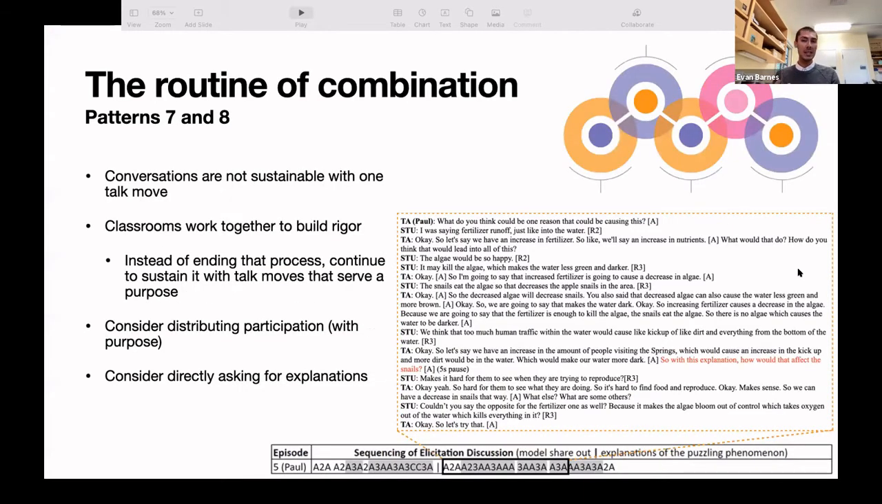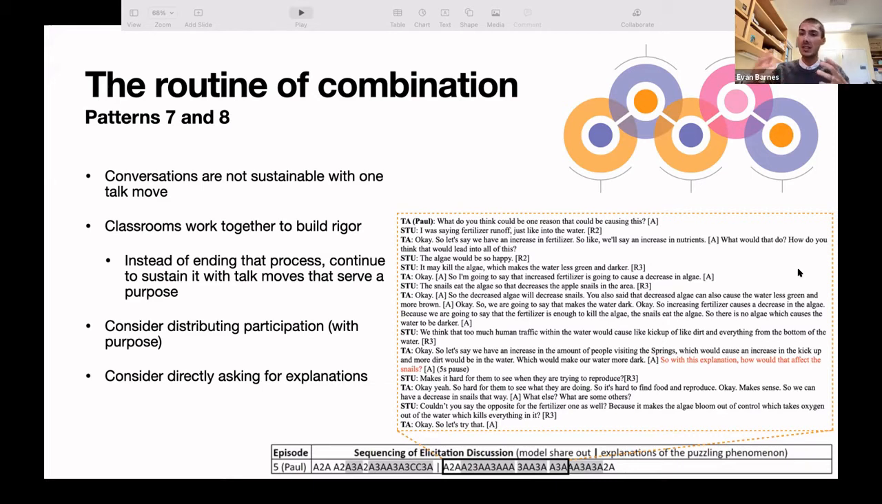The other kind of routine or pattern I want to discuss is kind of 7 and 8 put together. So I mentioned pattern 7 is that conversations are really not sustainable with one single talk move, even if it's an ambitious talk move, especially at high rigor levels. Think about only pressing a student on their explanation over and over and over. It's just not sustainable. It's kind of like a child asking why after everything, right? Well, the sky's blue. Why is that? Well, because of this. Well, why is that? It just doesn't get a lot of places. And so sooner or later, you come to an end of an idea.